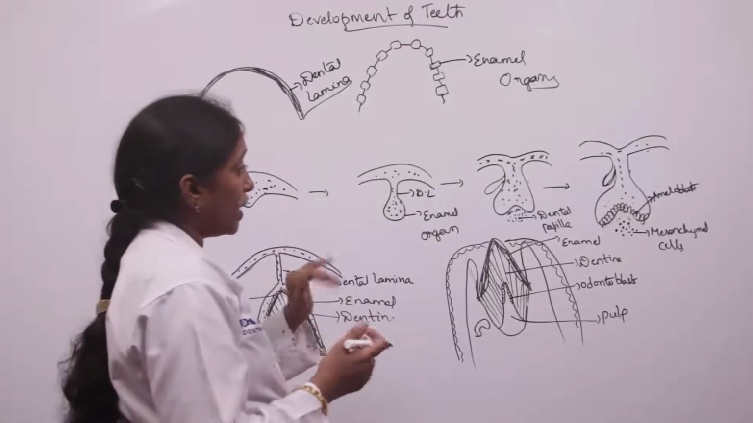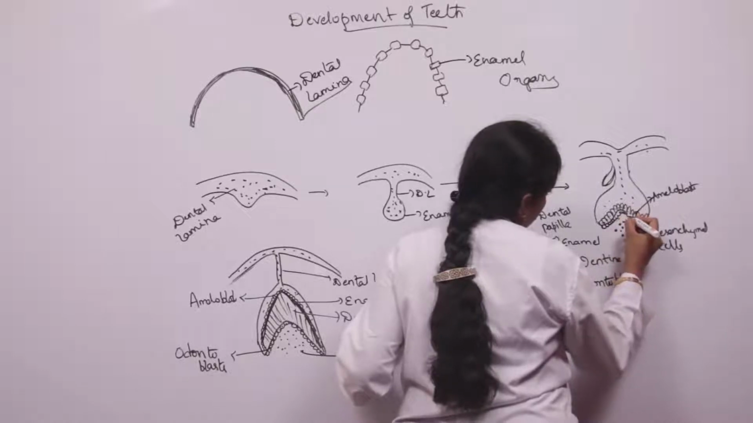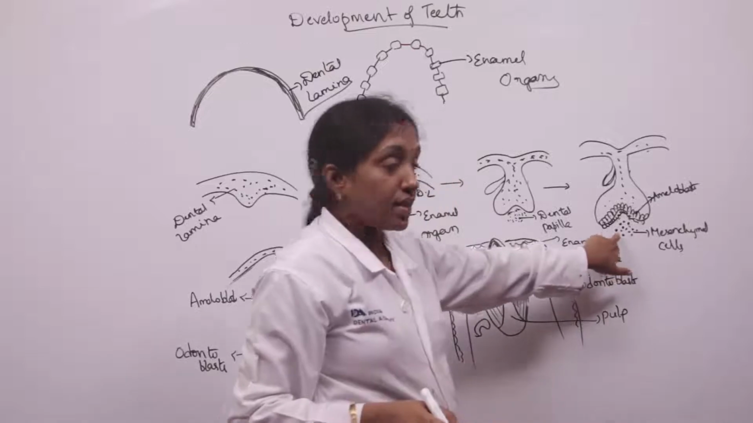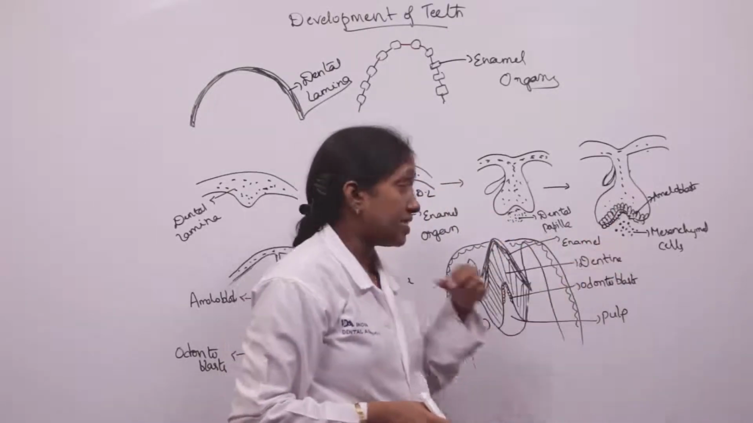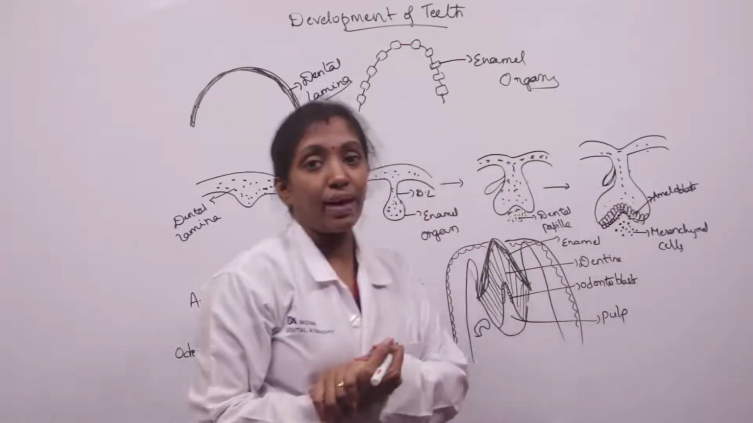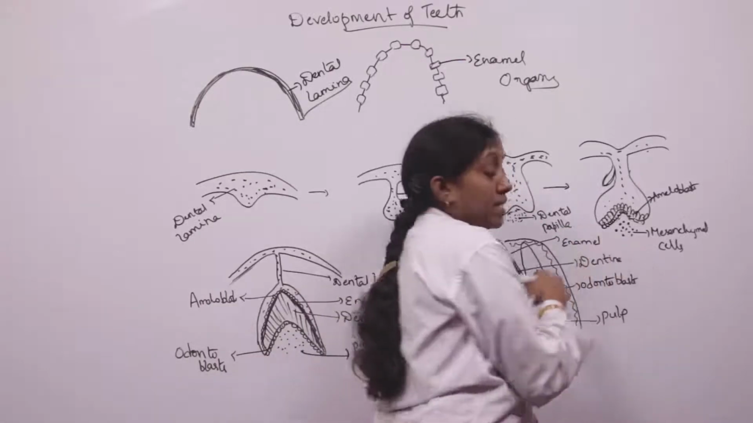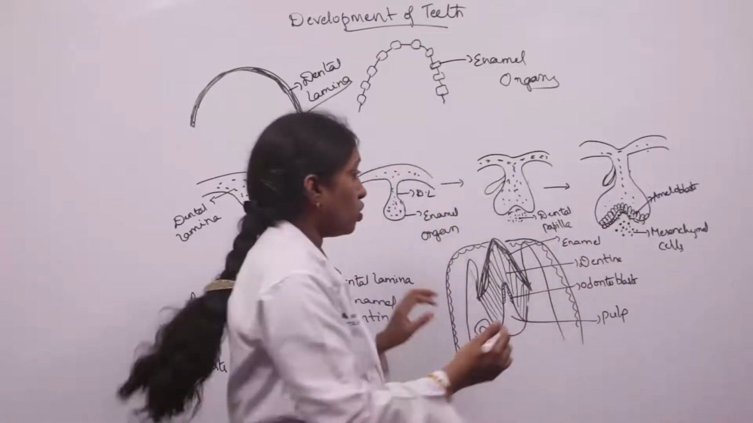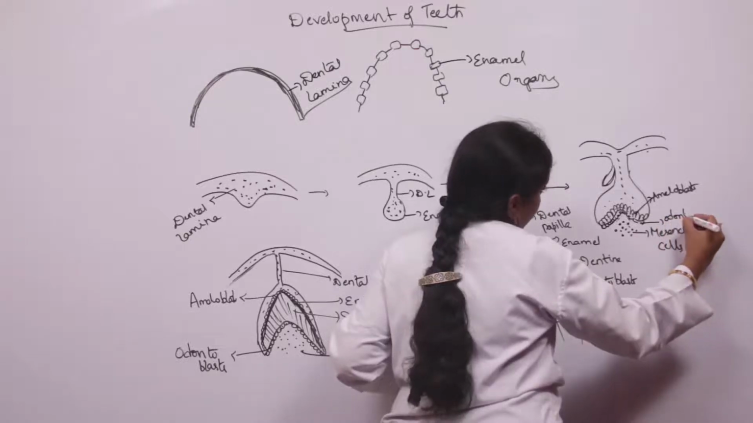Okay, so here we can see the cells covering the dental papillae, or mesenchymal cells, differentiate into columnar cells. These cells are called ameloblast cells, and the cells nearer to the ameloblast cells, which are derived from the mesenchymal cells or dental papillae, form odontoblast cells. So the above cells are ameloblast cells, and these are the odontoblast cells.